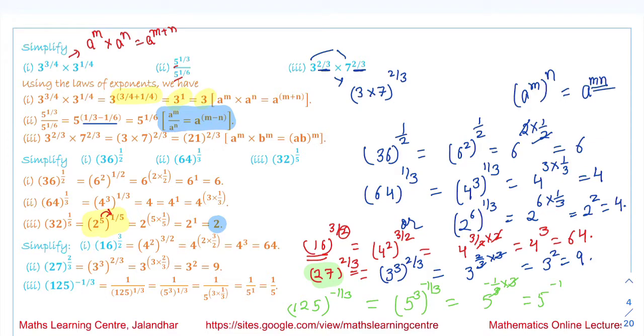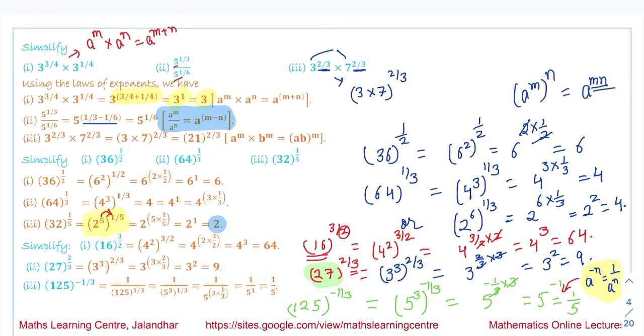Now we know that a raised to the power minus n is equal to 1 over a raised to the power n. So 5 raised to the power minus 1 means 1 by 5. So this is the formula we are using over here, that a raised to the power minus n is equal to 1 over a raised to the power n.